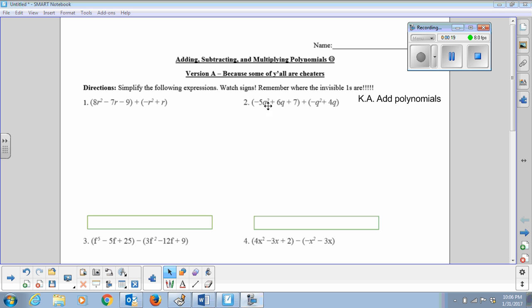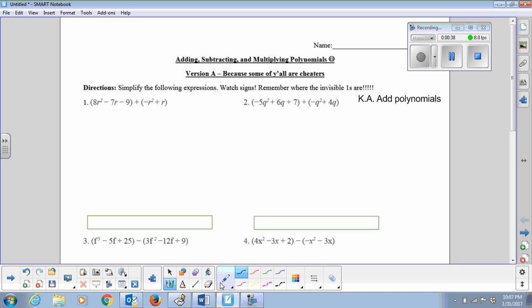So the first two problems here, that was the Khan Academy lesson we did about adding polynomials. So if you didn't finish this lesson, or if you missed both of these questions, you probably need to go back and do it again or just finish it for the first time.